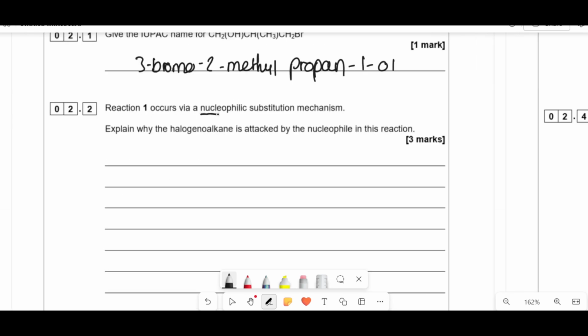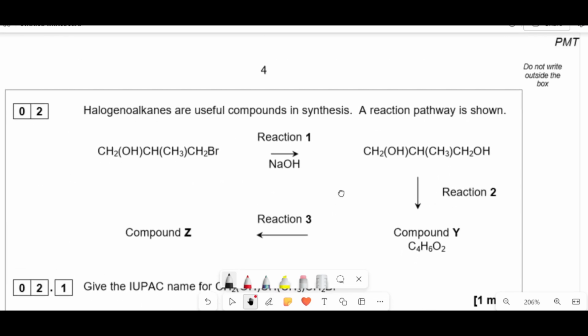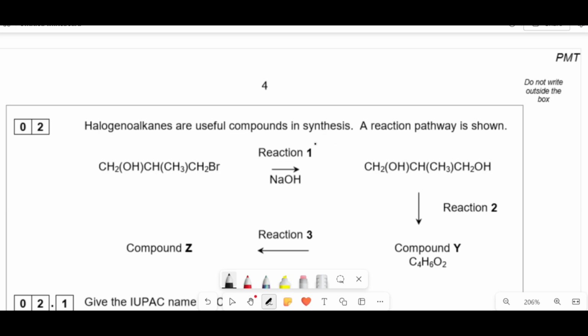So reaction 1 happens by nucleophilic substitution. Explain why the halogenoalkane is attacked by the nucleophile. So a nucleophile, everyone loves saying electron pair donor, but they don't actually know what they're talking about. Electron pair donor means it's giving an electron pair away. So something with a lone pair of electrons is happy to donate it. If you're thinking about it, the name nucleophile gives it away. Nucleus is positive, phile attracted to. It's attracted to a nucleus, which means it's attracted to something that's more positive, as in it's electron deficient, to give its electrons away.